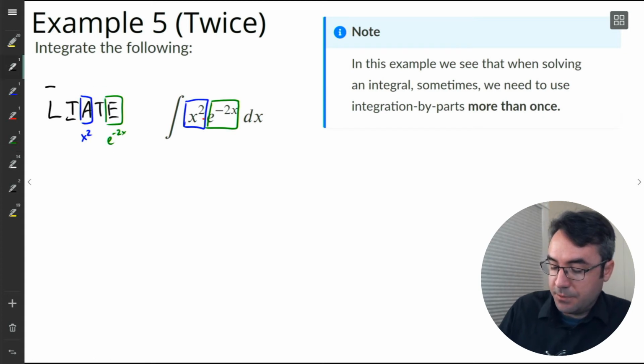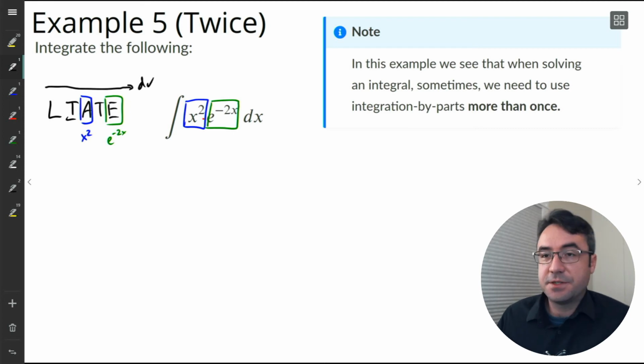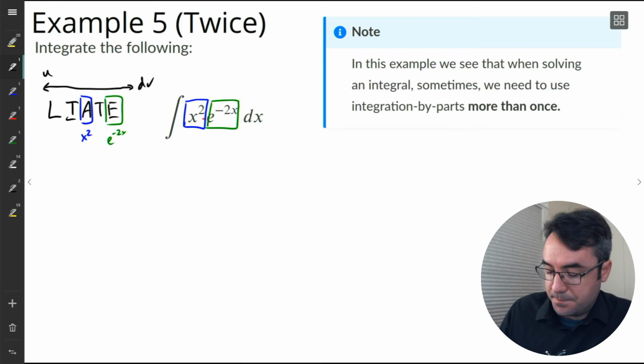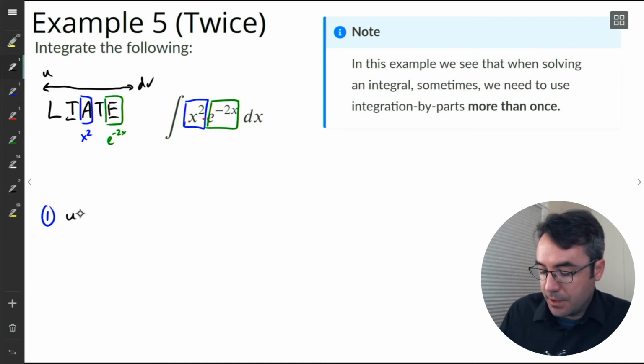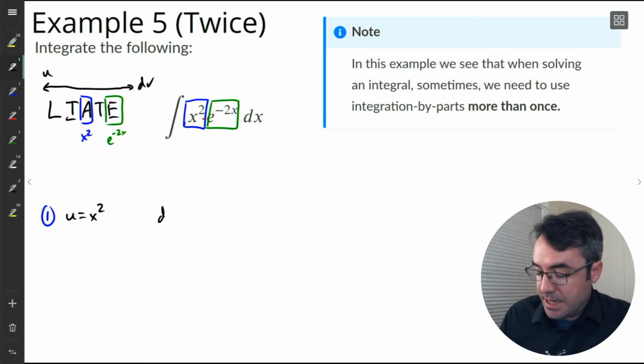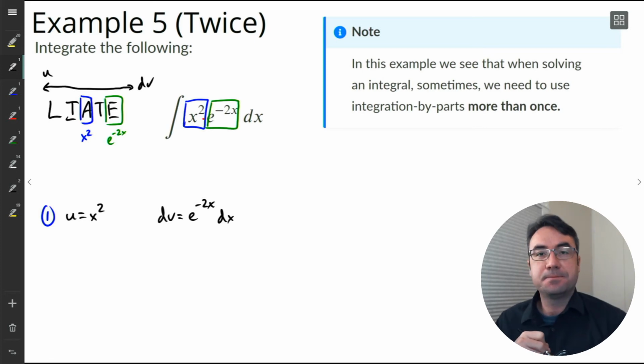And how does this strategy work? Well, the piece that's further to the right, that's what we pick for dv. The piece that's further to the left, that's what we pick for u. All right, so let's do that. So step one, we're going to choose u and dv here. So we're going to let u equal our algebraic piece, x squared. We're going to let dv equal our exponential piece, e to the negative 2x dx.